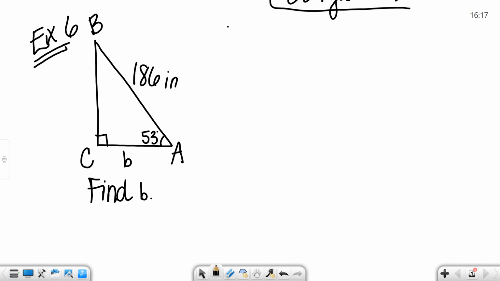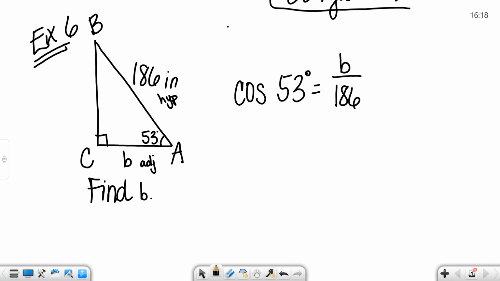All right, so now you have to decide which trig function we are going to use. The angle that is labeled right here is 53, that's our theta. So this little side b over here would be considered the adjacent side. 186 is our hypotenuse. Since I have those two things labeled, adjacent and hypotenuse, then we are going to use cosine. Cosine of 53 is adjacent over hypotenuse. So we would multiply both sides by 186 because we've got to get b alone.